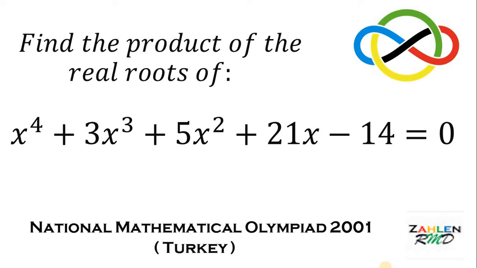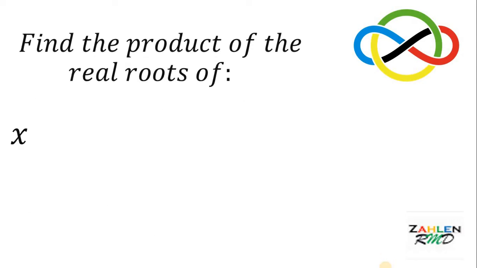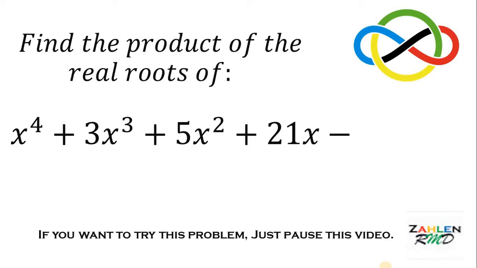Good day everyone. Let's try to answer an item on National Mathematical Olympiad 2001 on Turkey. Here's the question. Find the product of the real roots of the equation x to the fourth plus 3x cubed plus 5x squared plus 21x minus 14 equals 0.